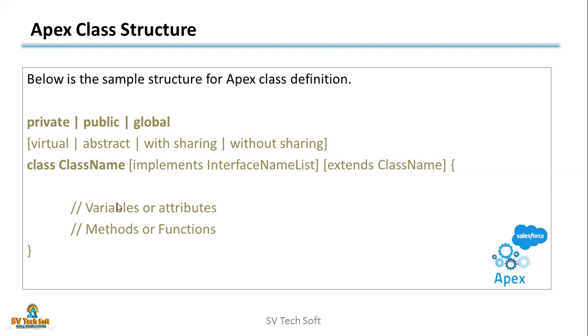Here, what is a class? As discussed, class is nothing but a collection of variables and methods. We can call the variable name an attribute, and the method name we can call a function.